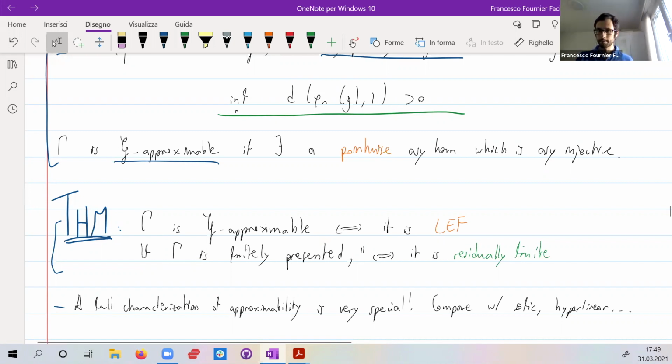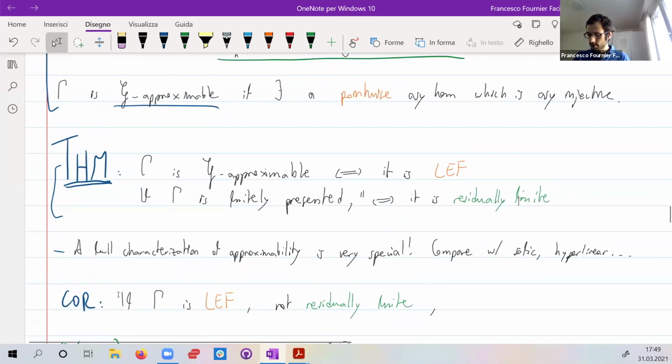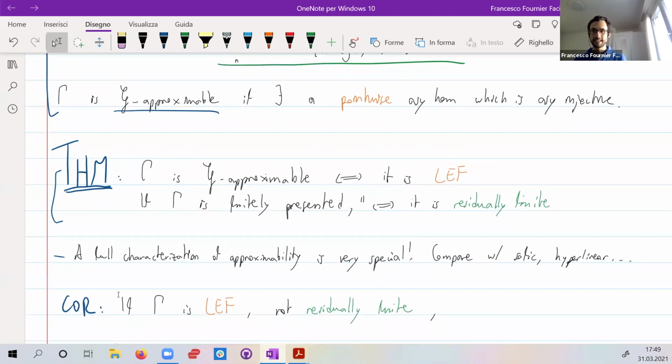Okay, so this is cool that we have a characterization of approximability, and it's interesting also because it's going to allow us to give non-examples of pointwise stable groups. So let me remind you. I mean, if you're a regular attendee of this seminar, then you know this. You know what is coming. So if gamma is LEF and not residually finite, then it is not pointwise stable.